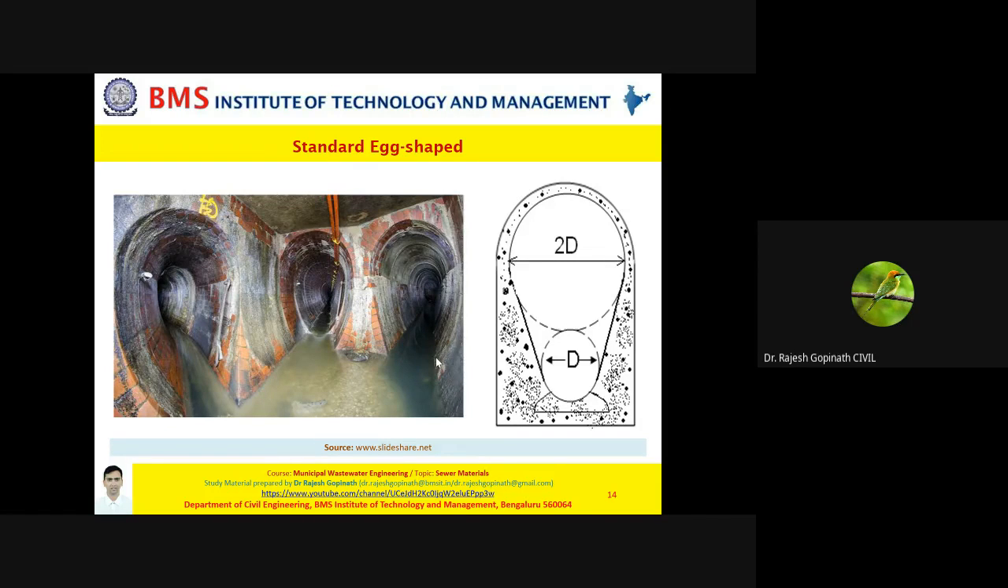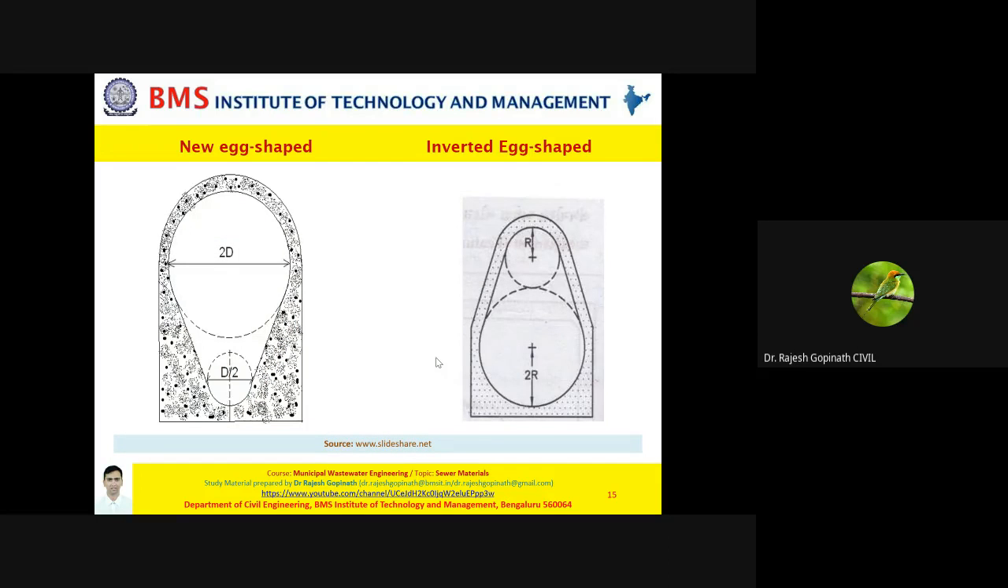Now let us look at the flip side of your egg-shaped sewers, whether standard egg-shaped, new egg-shaped, or inverted egg-shaped sewers. The problem is, though it has an advantage, as I stressed before, there are certain demerits as well. For instance, it is not easy to construct them. The cost of constructing them is higher.